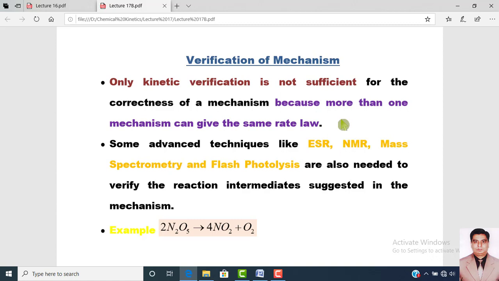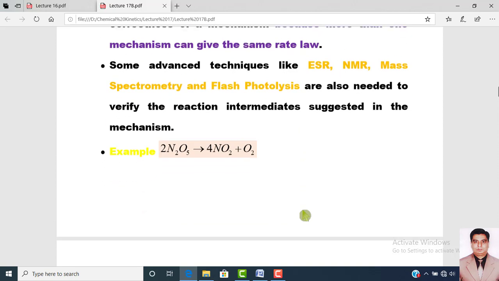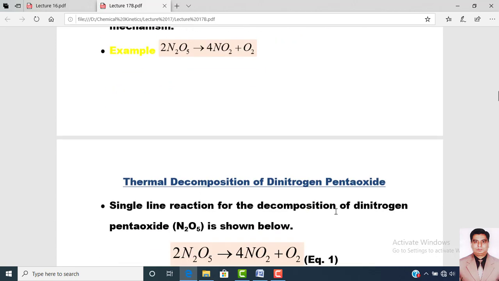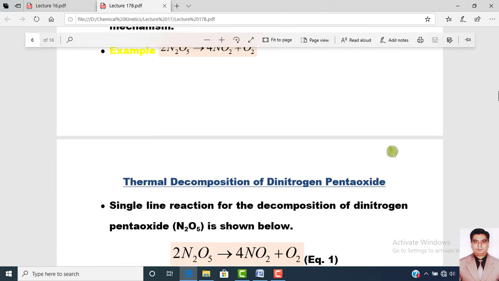So what will we do? Then we will have to use some advanced techniques like ESR, NMR, mass spectrometry, flash photolysis. After applying these modern techniques, we verify the reaction intermediates that suggest the mechanism. So dear students, here we will take an example, the thermal decomposition of dinitrogen pentoxide.